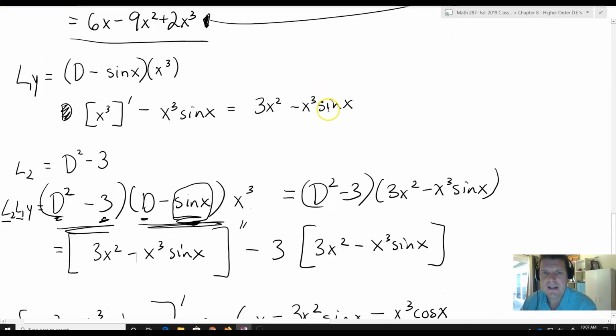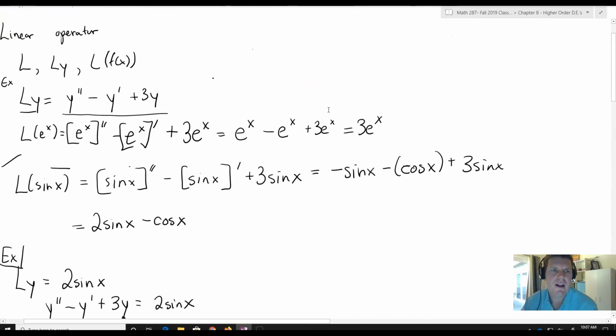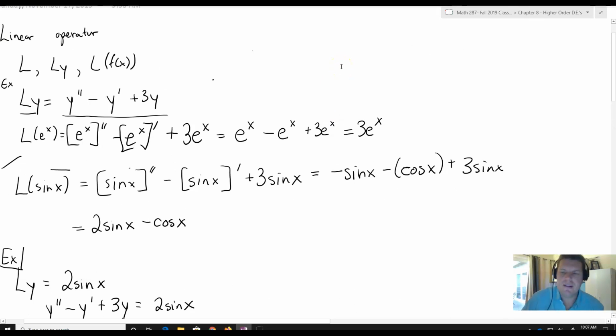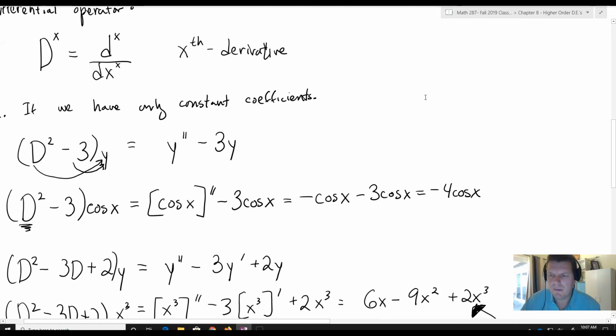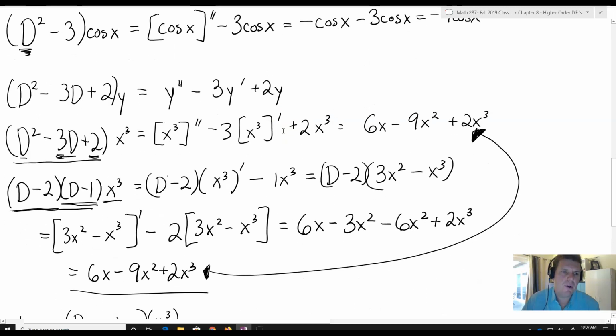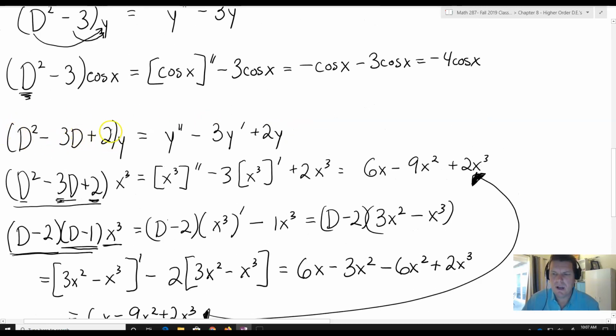So we've got this linear operator, which basically just defines for us the differential equation. It makes it a little easier to write in case we have to do lots and lots of these, which sometimes we do. We've got this differential operator, which tells us what degree of derivative it has, and it'll show up in linear operators. We'll define L as d squared minus 3, for example, and then Ly will be d squared minus 3y. What we have to remember is that if we have constant coefficients, we can factor our differential operator.